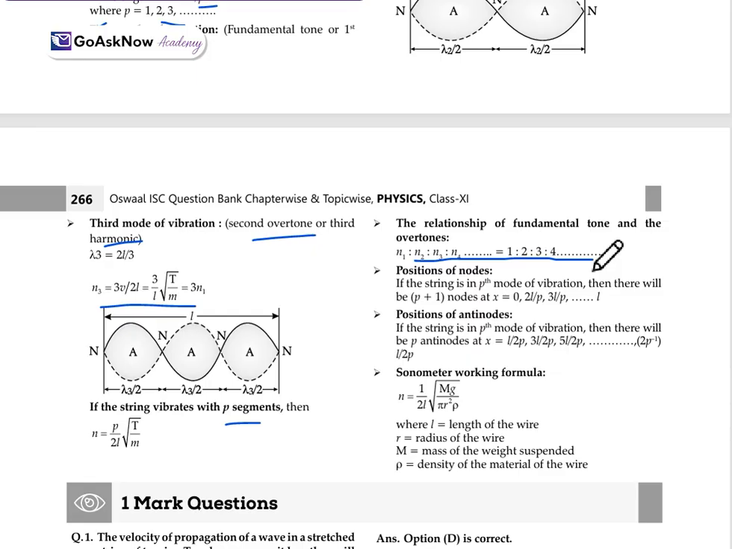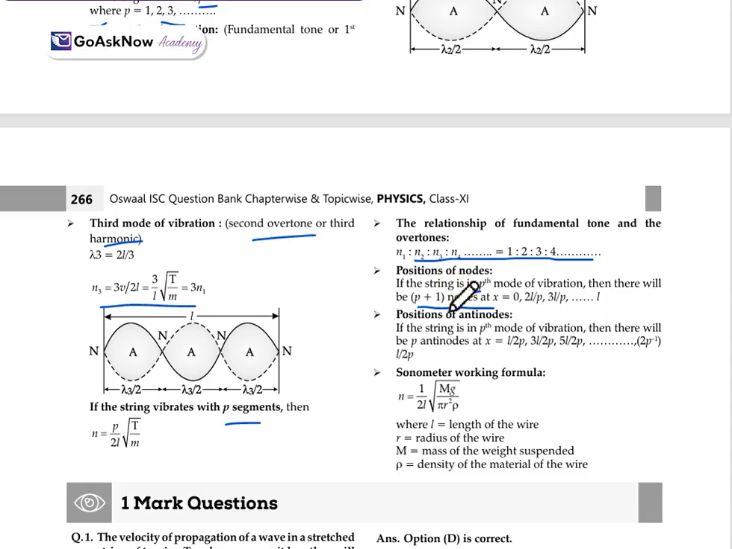Now the position of nodes. If the string is in the pth mode of vibration, then there will be p plus 1 nodes at x equal to 0, 2L upon p, 3L upon p, and it will go till L.